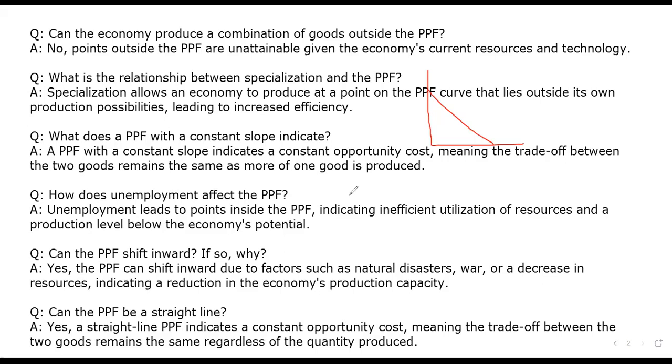Can the PPF shift inwards, and if so, why? Yes, PPF can shrink inwards due to factors like natural disasters, wars, and decrease in resources, indicating a reduction in the economy's capacity, so it will shrink inward. Can a PPF be a straight line? Yes. This indicates constant opportunity cost, meaning the trade-off between two goods is the same regardless of the quantity being produced. PPF can be a straight line.